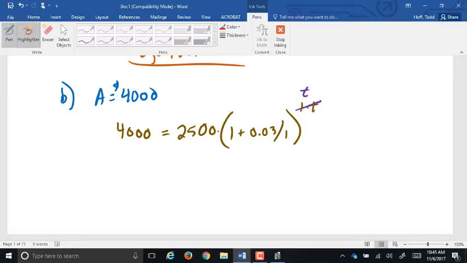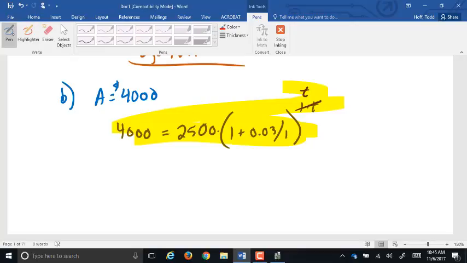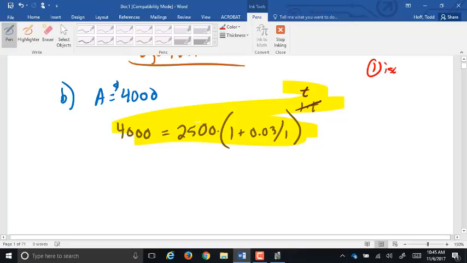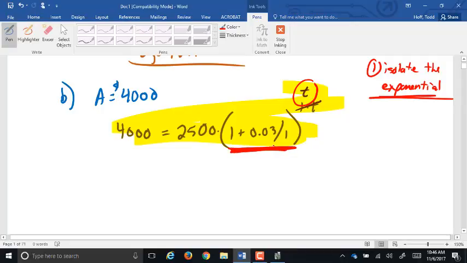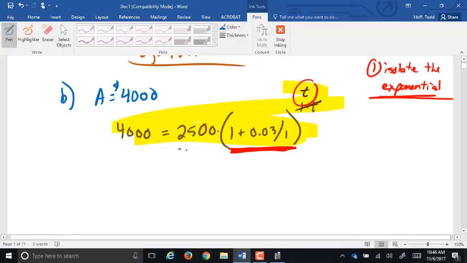We're going to solve this formula right here for t. So we need to get t by itself. Now, to get t by itself, the first thing we have to do is isolate the exponential. Remember, the exponential is the base and the power. So t here is the power. The base is this. This is the base of that exponent. So the first thing we have to do is get rid of what? Well, we have to get rid of the 2,500. Very good.